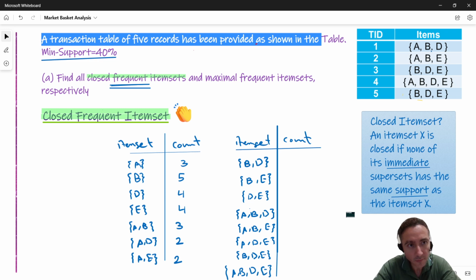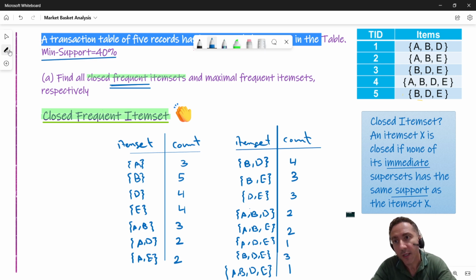BD 1 time, 2, 3, 4 times. BE 1, 2, 3 times. DE 1, 2, 3. ABD 1, 2 times. ABE 1, 2 times as well. ADE 1 time. BDE 1, 2, 3 times. And finally 1 time.